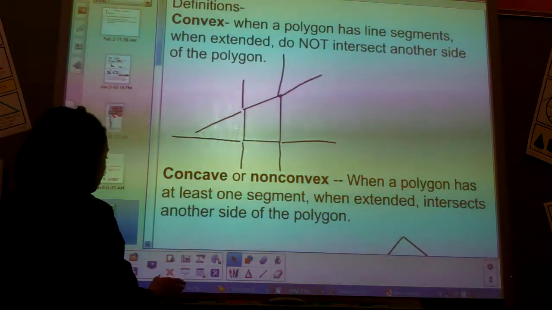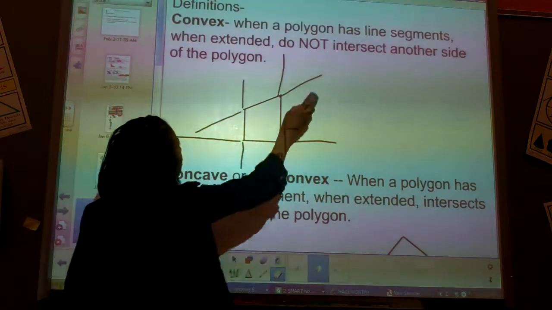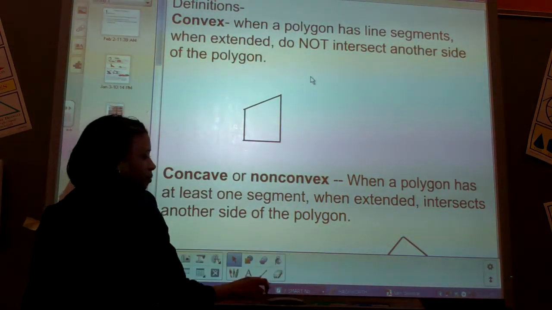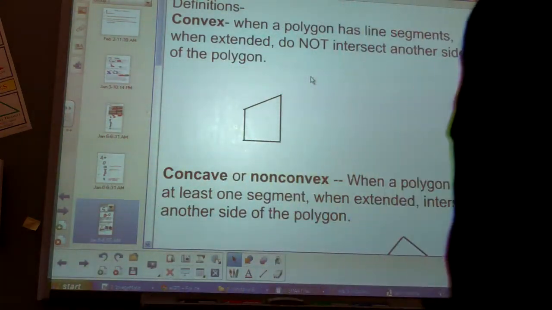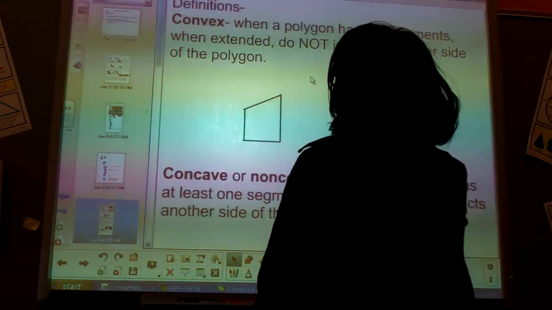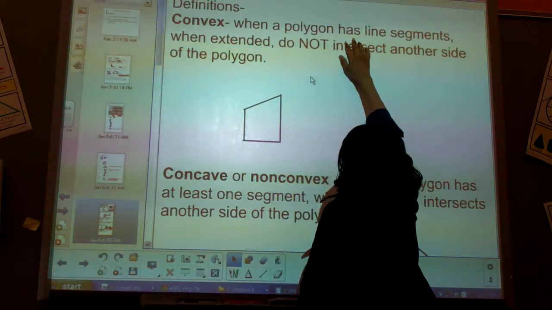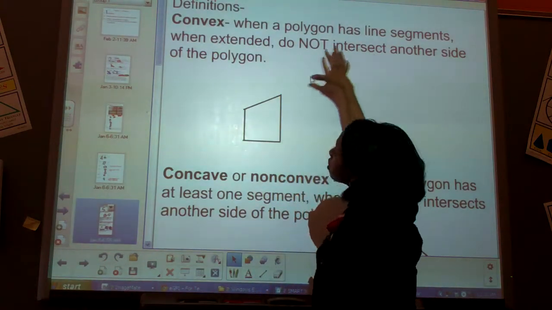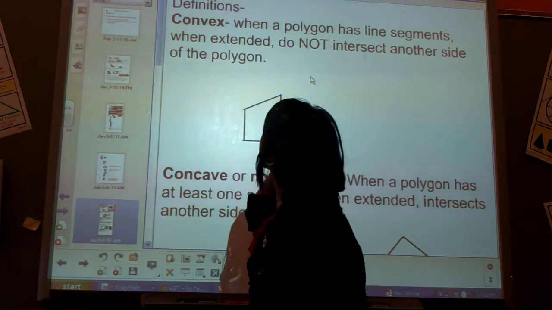All right, convex and concave. What is convex and concave? Simply, convex means when a polygon has line segments, if I were to extend them out, does it run into another side of the polygon?